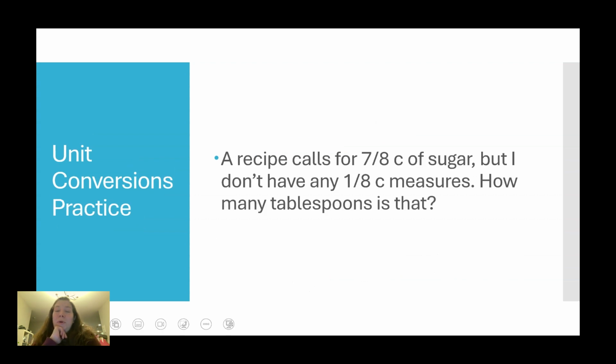All right, a couple more practice. The recipe calls for 7/8 of a cup of sugar. This is from my real life, but I don't have any 1/8 cup measures. How many tablespoons is 7/8 of a cup? So I have 7/8 of a cup. I know that 16 tablespoons is 1 cup. So that's my conversion I'm going to use.